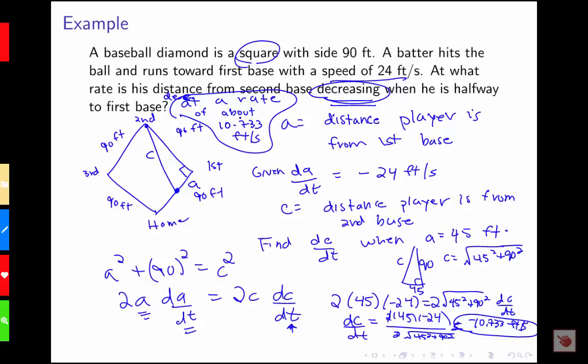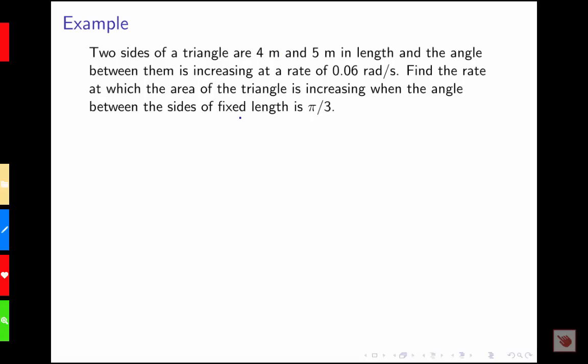So in this problem, two sides of a triangle are given to us as 4 meters and 5 meters in length, and the angle between them is increasing at a rate of 0.06 radians per second. And we're interested in finding the rate at which the area of the triangle is increasing when the angle between the sides of fixed length is pi thirds.